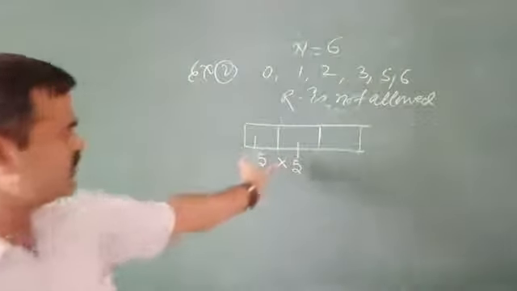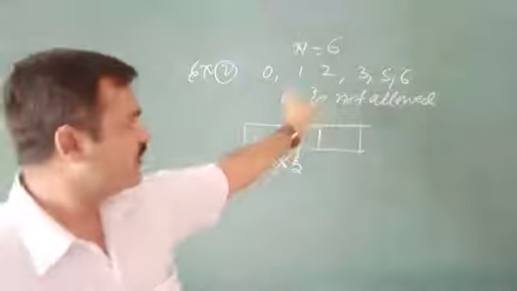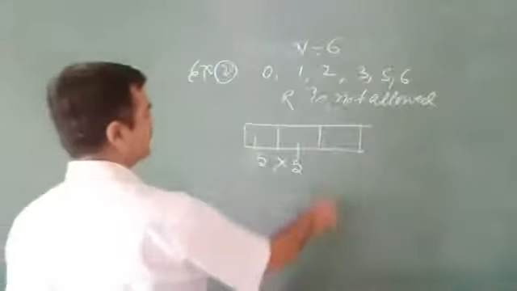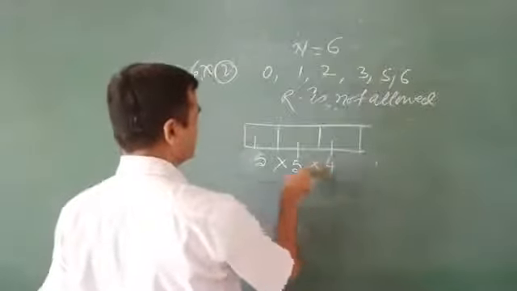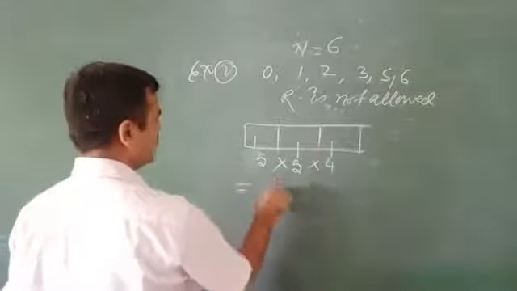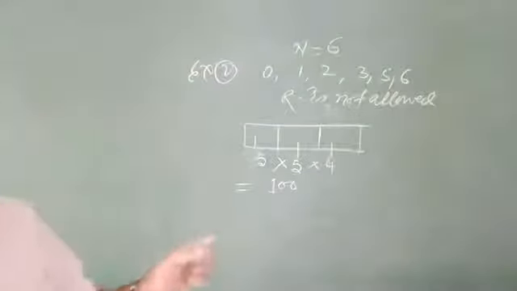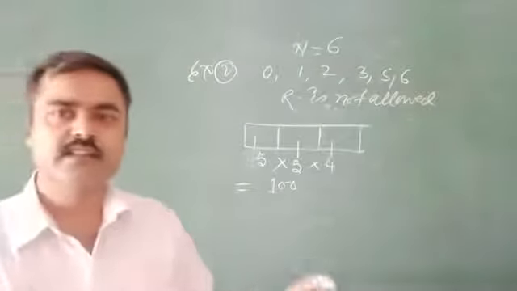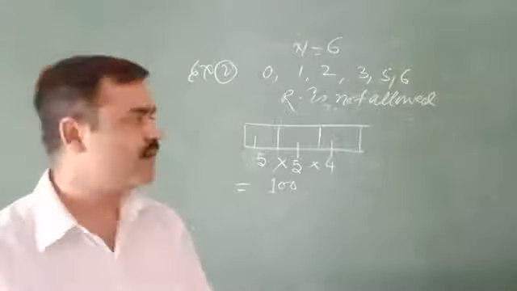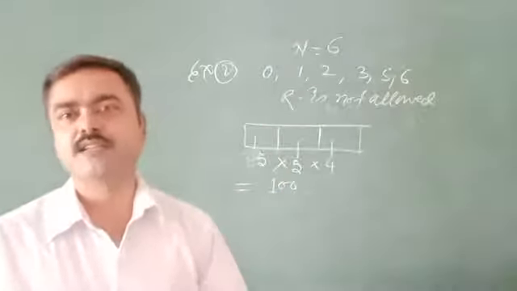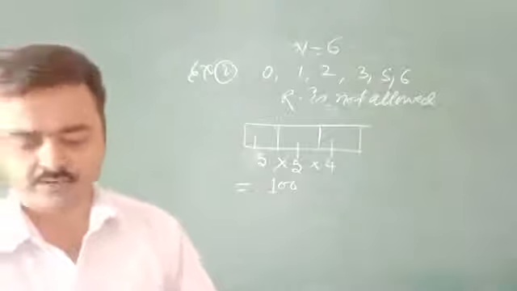Now 2 digits are fixed, 4 digits are remaining, and out of 4, any one can be arranged here in 4 ways. So the total is 5 times 5 times 4, which is 100. This is the number of 3-digit numbers: 100 three-digit numbers can be formed by using these digits if repetition is not allowed.